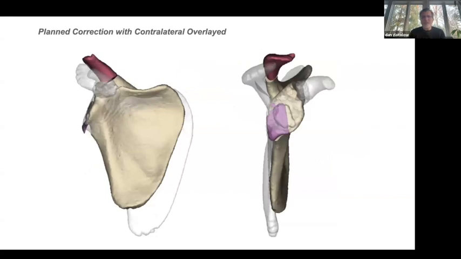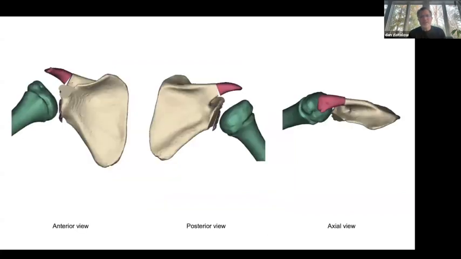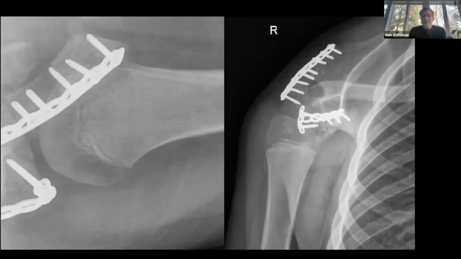So we planned this type of surgical correction with an improvement in the position of the acromion, the glenoid osteotomy to improve the shape of the glenoid and push the head forward. And this was sort of our final construct with the coracoidectomy. And you can see that had we not removed the coracoid, it would have been in the way on the axial view. But that's not actually what we did.